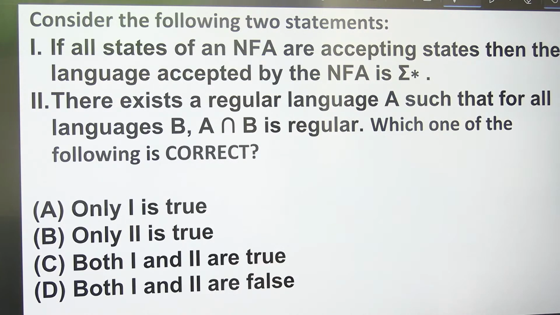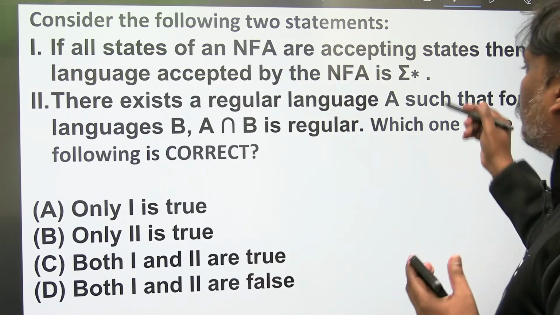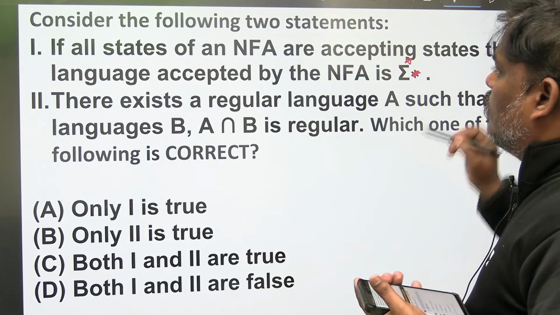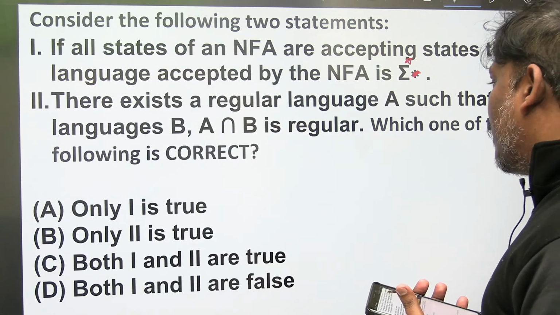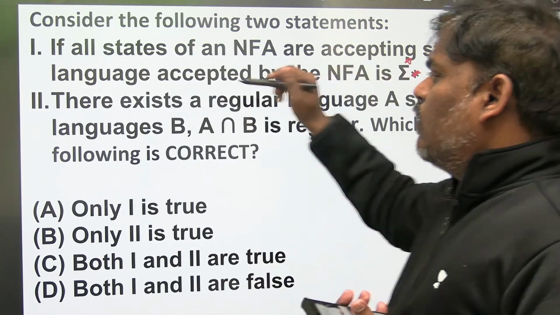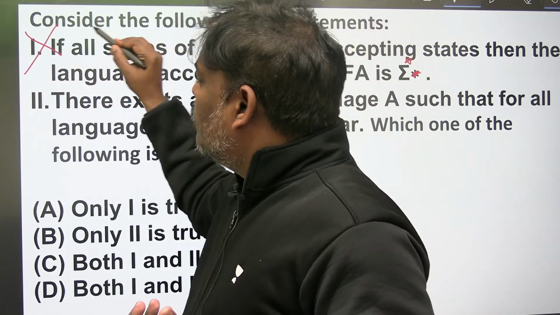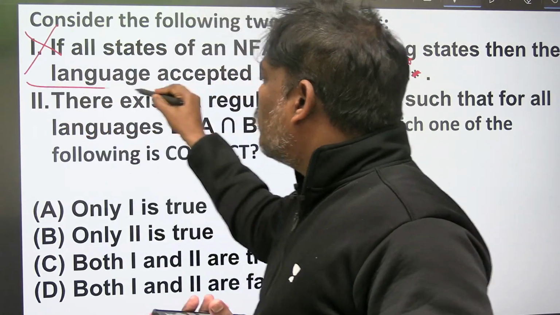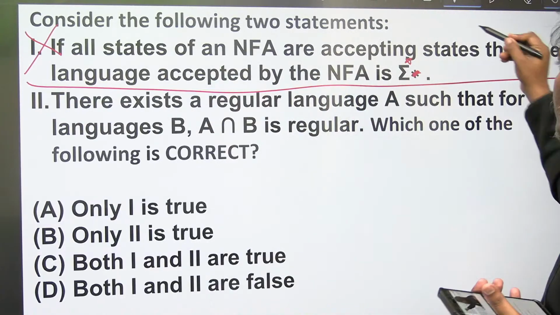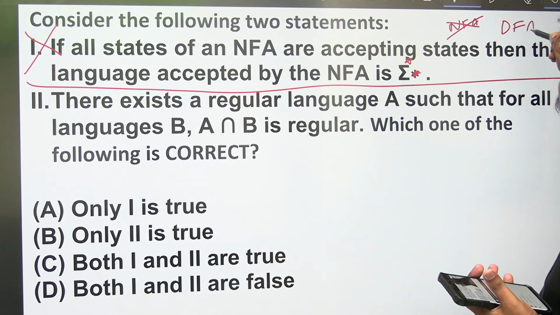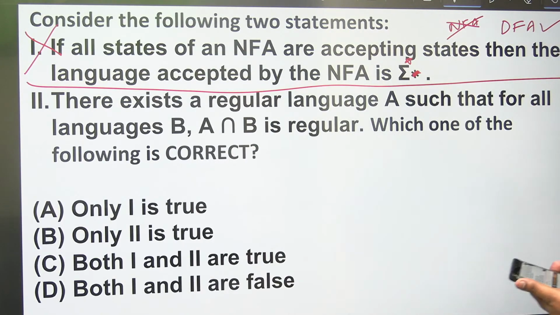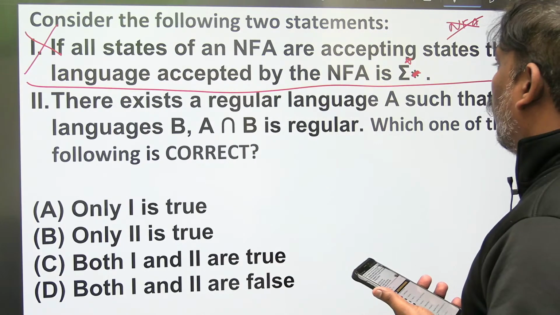If all states of an NFA are accepting states, then the language accepted by the NFA is sigma star. In the NFA, all states are final states, then the NFA accepts everything. No, this is true in the case of a DFA. The first statement is true in the case of a DFA. NFA not true, but DFA true.